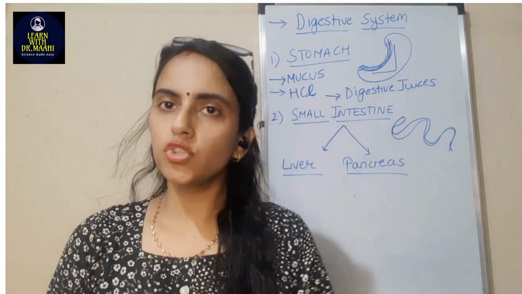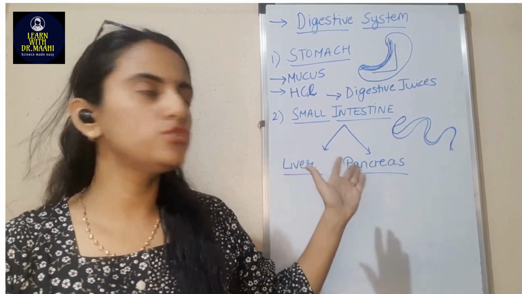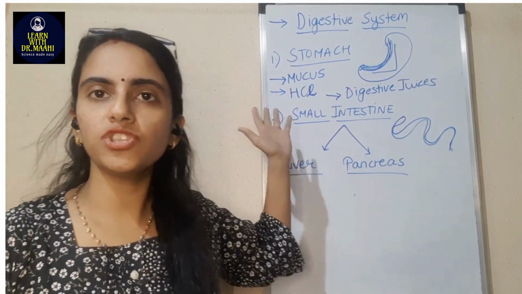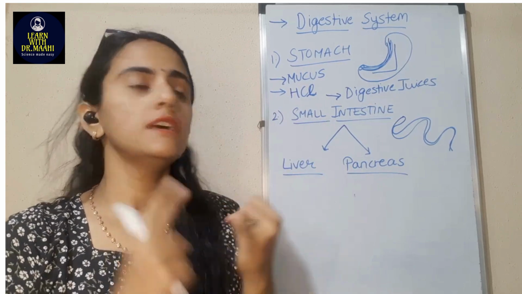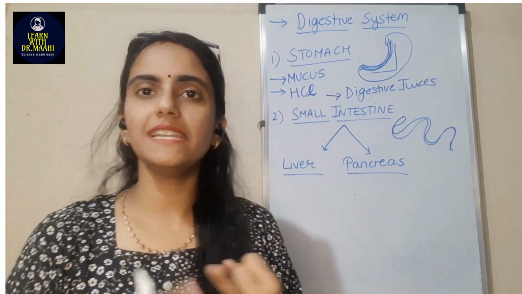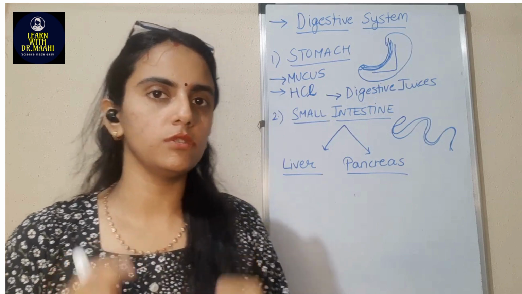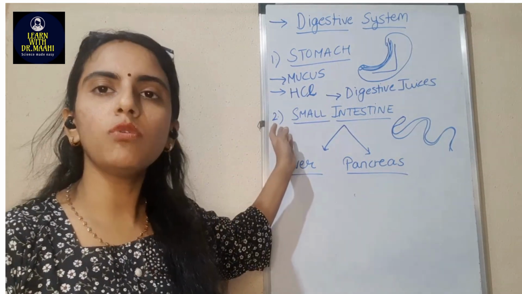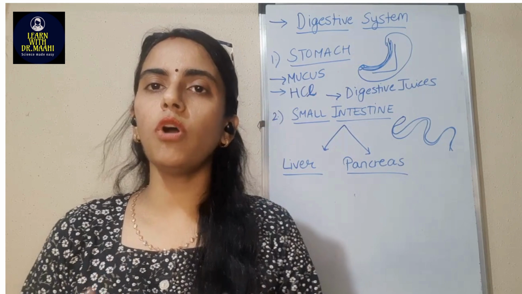Okay, so yes, that was the function of digestive juices. So those are the three important things which are present in the stomach. That is the mucus, the hydrochloric acid which is present, and the third one is the digestive juices. Okay, now coming to the next most important organ, which is the small intestine.